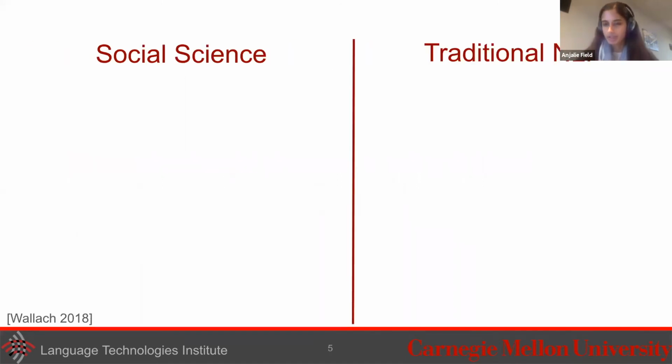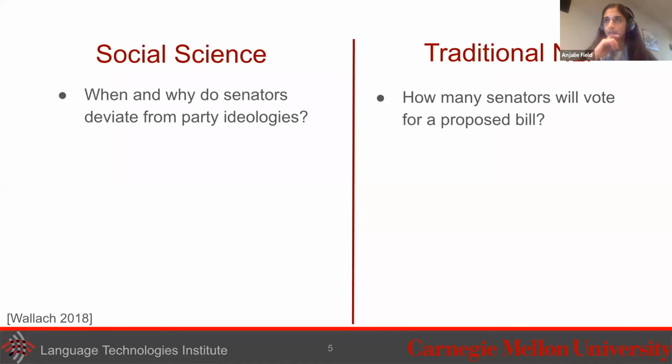To be a little bit more specific, we can think about how some of the questions that occur in social science are different from some of the ways that we often look at problems in NLP. So we'll look at some example questions that people might ask. On the social science side, a question that someone might be interested in examining is something like, when and why do senators deviate from party ideologies? An NLP person who's also looking at senator voting records on the same data set might be perhaps more interested in a question like, how many senators will vote for a proposed bill?